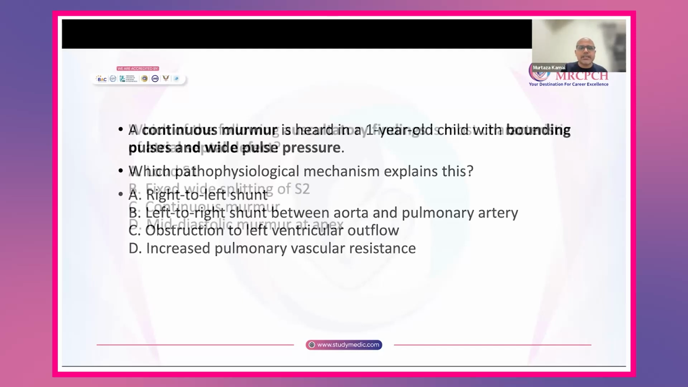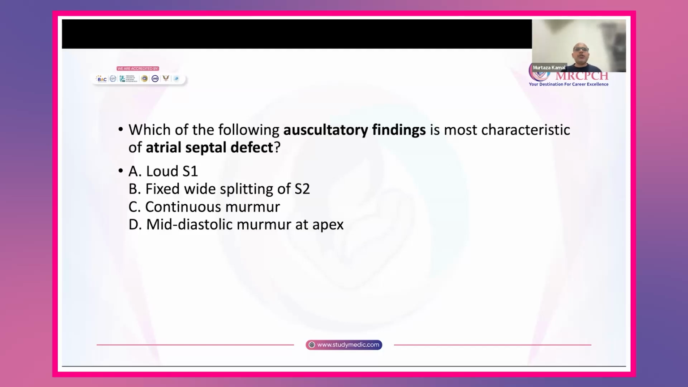Moving on to the next and the last question of this spectrum. Which of the following auscultatory findings is most characteristic of atrial septal defect? For the atrial septal defect, the most characteristic finding is a wide and fixed splitting of the second heart sound. If the question mentions that on auscultation, the second heart sound has wide and fixed splitting, you have to invariably mark atrial septal defect. This is a subtle sign which is to be seen.